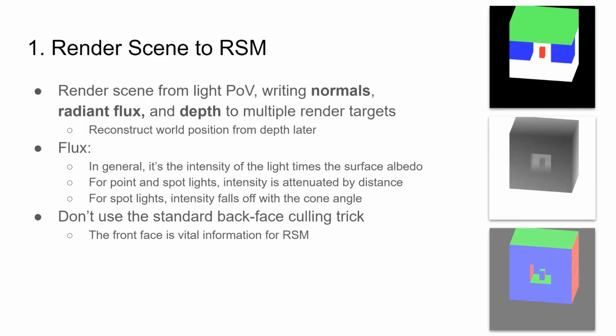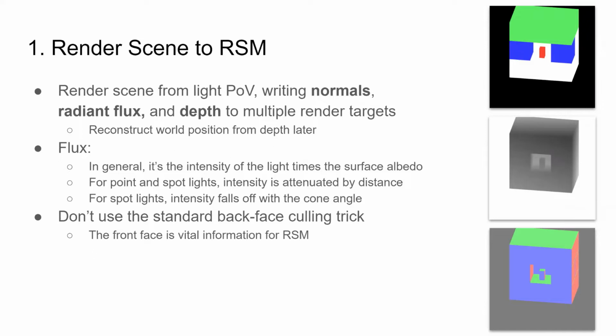Secondly, you might be wondering what the heck radiant flux is. According to Wikipedia, it means several things relating to the amount of radiant energy transported per unit time, which is just a fancy way of saying how much light energy is being reflected from the surface or coming into the surface. In practice, in our case, it's just the light intensity times the surface albedo. Just make sure that you reduce the light intensity by distance and/or cone angle, depending on the type of light that you're shading. In my implementation, I have a simple directional light, so it's just the light intensity times the surface albedo.